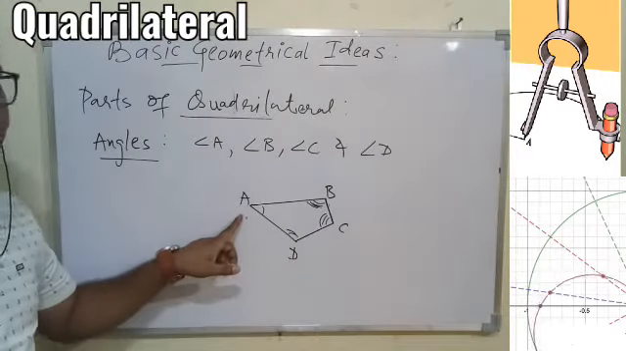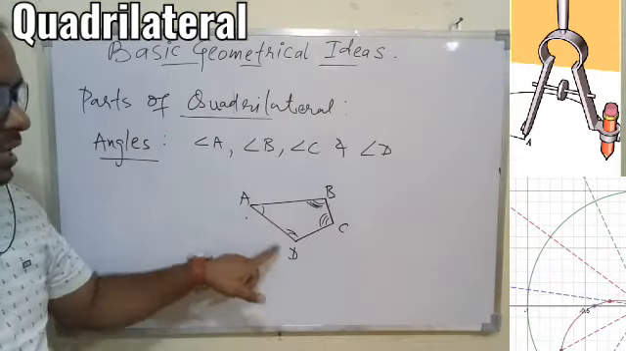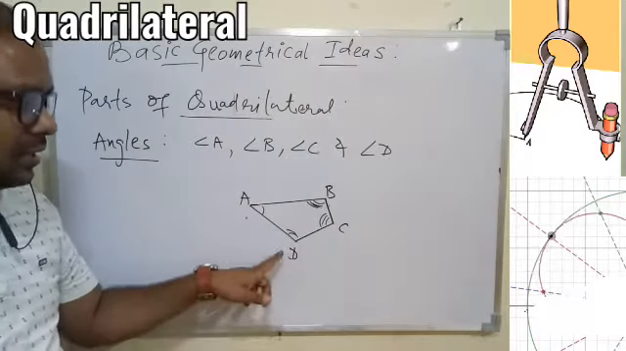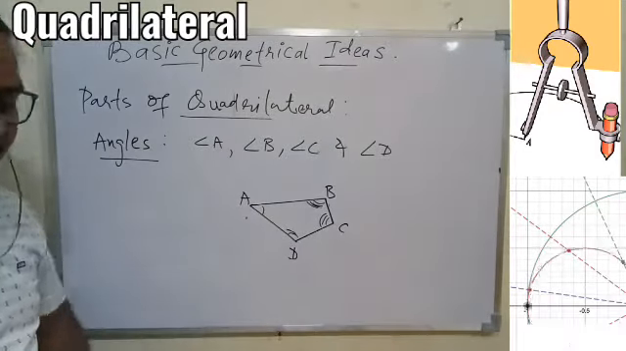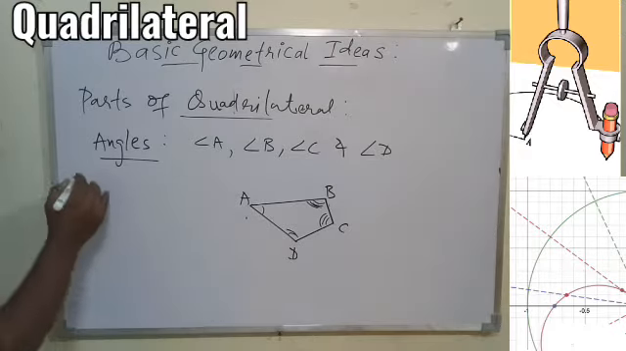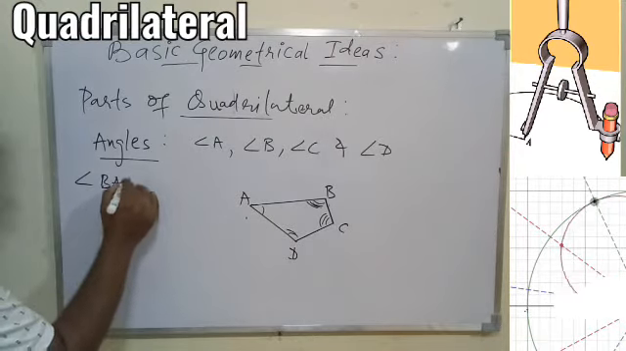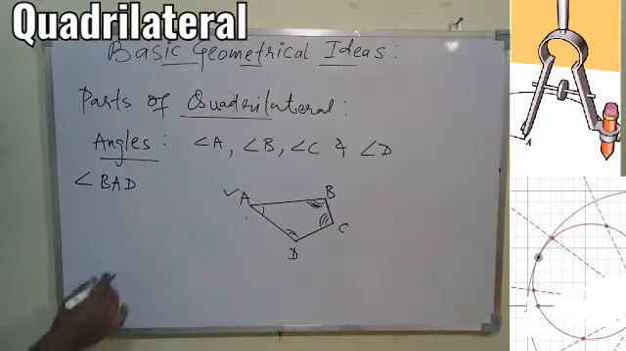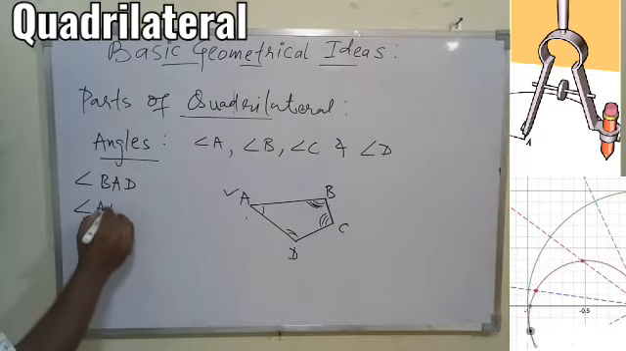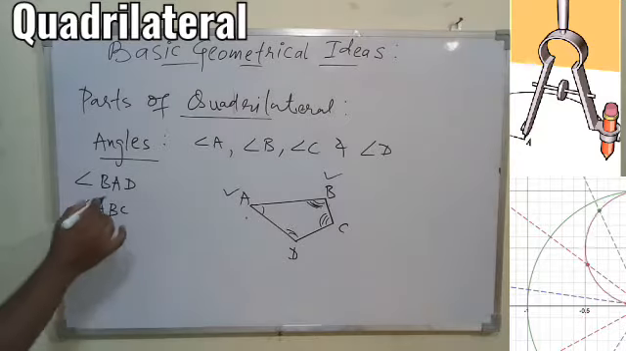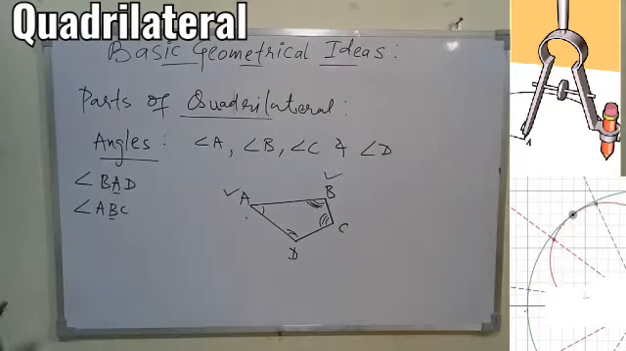So we know for angle A what can be written, angle BAD, for angle B ABC, for angle C BCD, and for D CDA. So we can write down the very first angle we have, BAD, this angle is covered. Then we have ABC, this angle is covered.